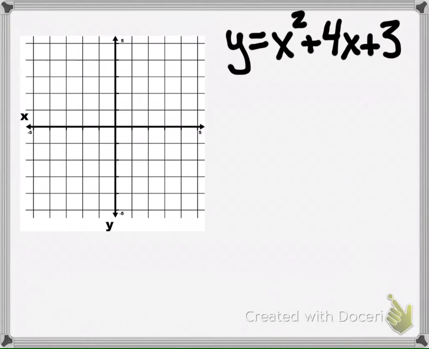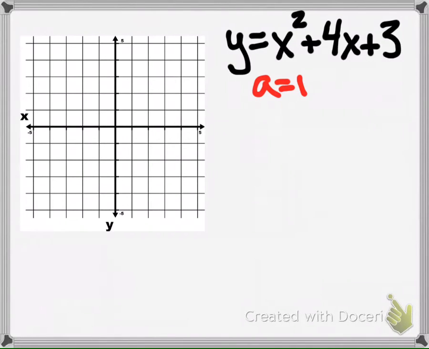Hey everybody, Mr. Conan here, and today we are going to discuss how to graph a quadratic. So here I have the Cartesian plane on my left, the xy axis, and my equation y equals x squared plus 4x plus 3. So the first thing I want to do is identify my a, b, and c value.